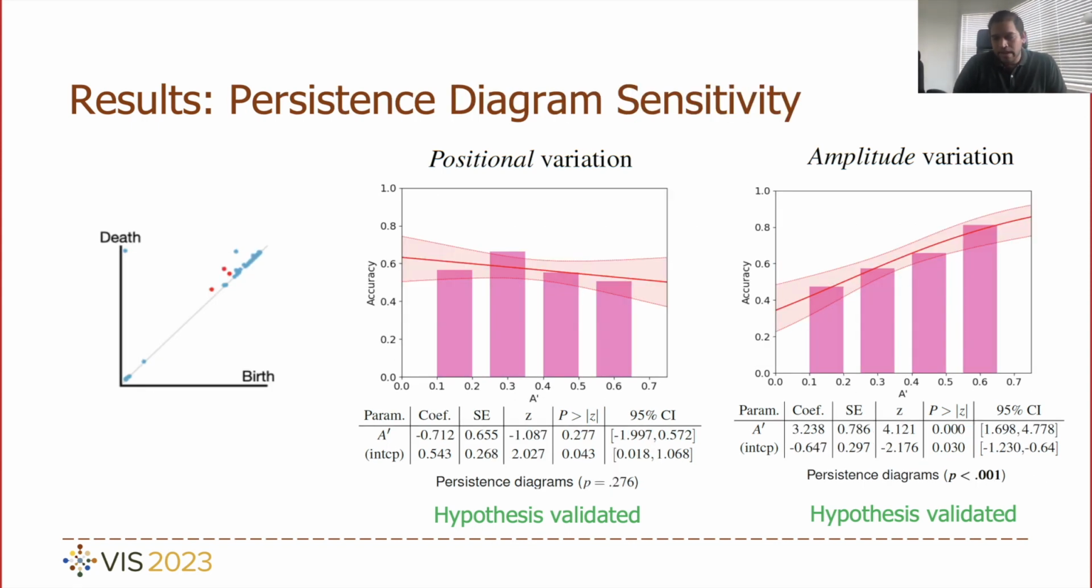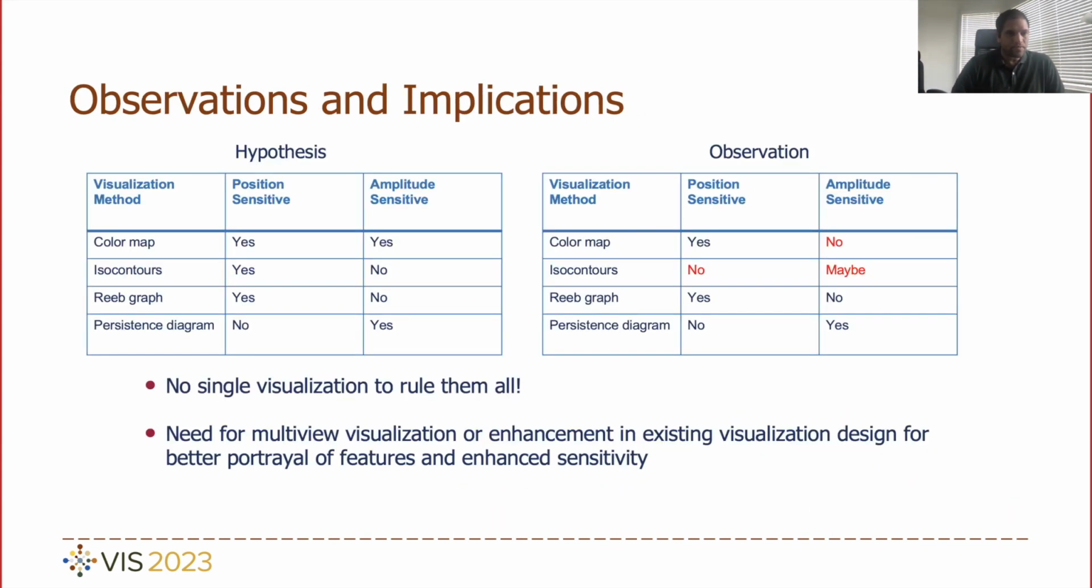Now this can be considered as an asset as well as a liability. The asset is that our hypothesis is validated, whereas the liability is that each of the visualization types only conveys one type of variation. For example, persistence diagram only conveys amplitude variation but no positional variation. So that's their shortcoming. So to summarize, both Reeb graphs and persistence diagrams validated our hypothesis, whereas the hypothesis was rejected for most cases in color maps and isocontours.